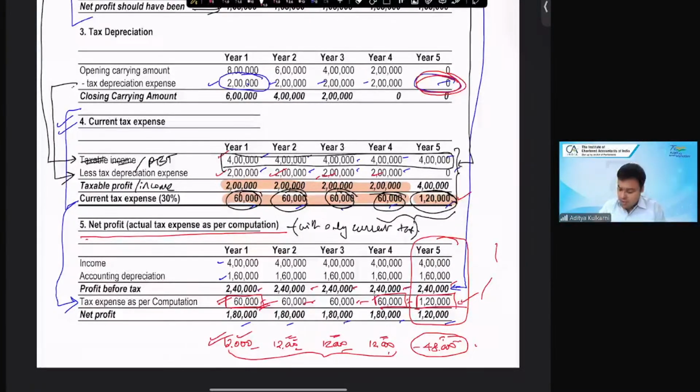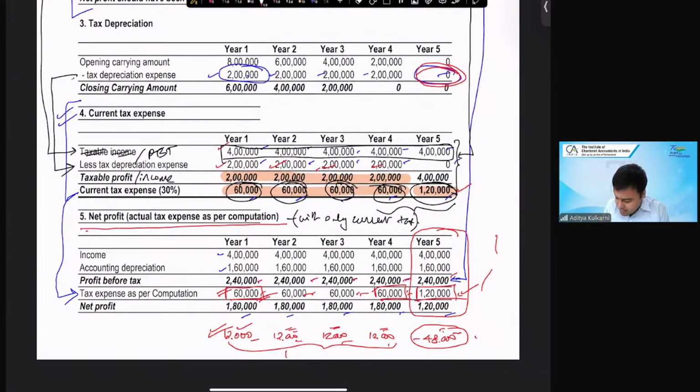Yes, sir. What is this 48,000 extra? This is nothing but 12,000 into 4. Yes, sir. 48,000. Priyanka, are you following? Yes, sir. Anushi, are you following? Yes.